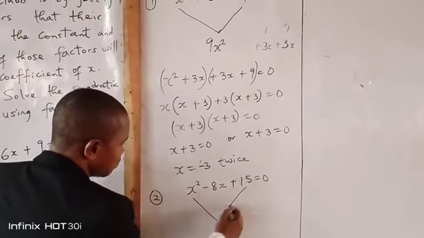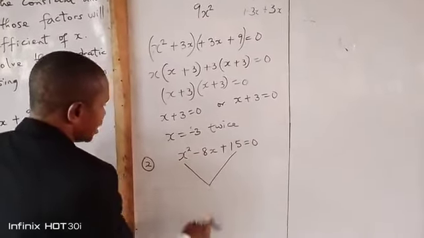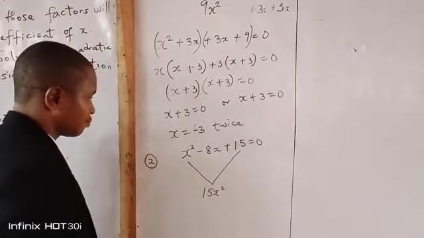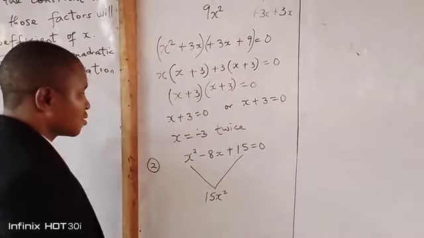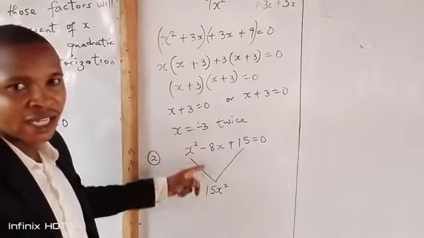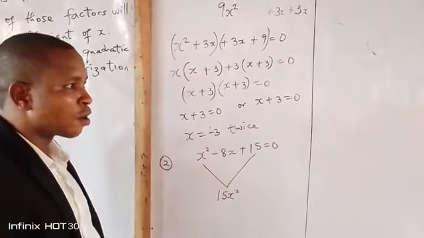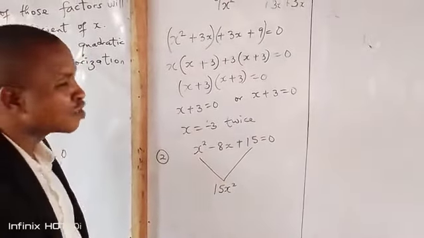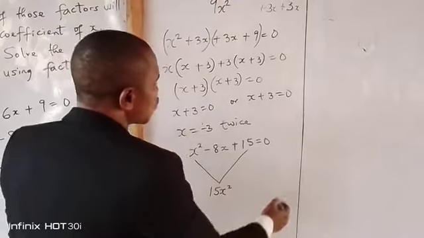So you repeat the same process. You multiply together, and by the time you multiply, you'll be having 15s squared. So what are those two numbers that you multiply together that will give you 15, and when you add them, or probably subtract, you are going to have minus 8? The best way to do this is to list all the factors of 15.